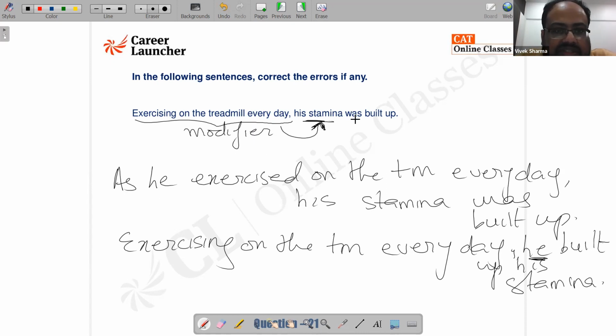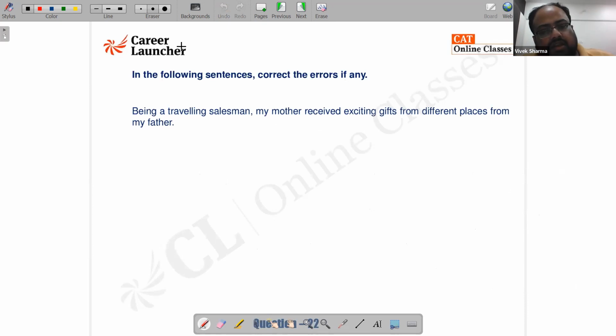See, the tense of the sentence won't change because the tense of the sentence is primarily coming from here, was built up, right? Was built up and exercised, right? Which more or less is the past. So the tense is not changing, right? The implication remains the same, right? So either one of these two, exercising on the treadmill every day, he built up his stamina, or I say he built up his stamina by exercising on the treadmill every day. Even that's correct, right? But essentially the problem is that his stamina could not have been exercising on the treadmill, right? It was he who was exercising on the treadmill. Try this one.